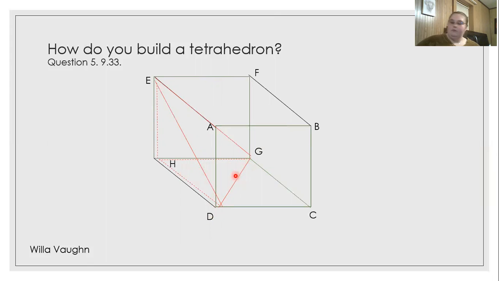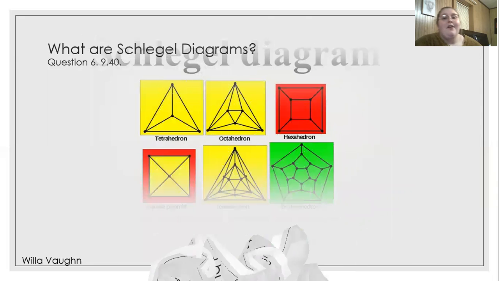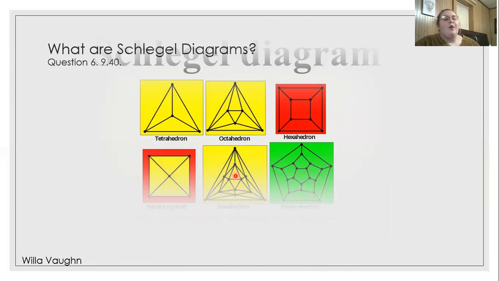So, question 6 is what are, and sorry, I'm going to butcher this, Schlegel diagrams. So we already know what a tetrahedron is right here. So an octahedron, this one, is a polyhedron with 8 faces, 12 edges, and 6 vertices. And then I'm gonna butcher this again, icosahedron right here is gonna have 20 faces. So much bigger than just the tetrahedron.